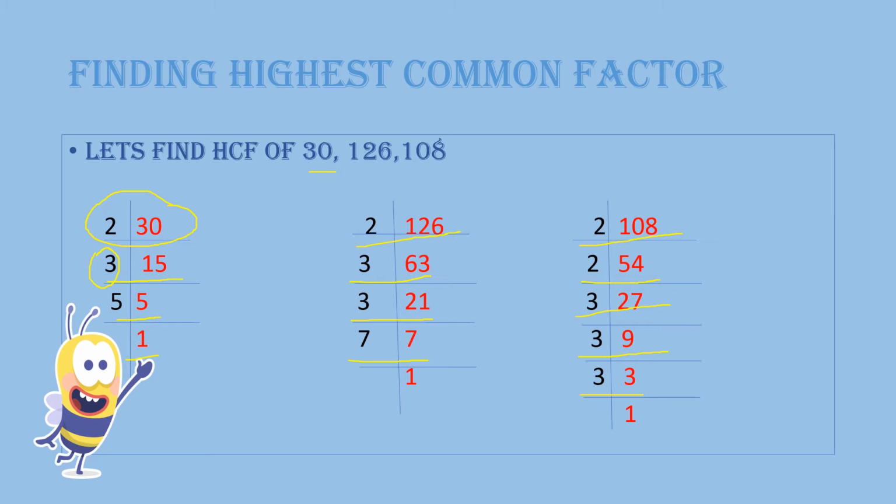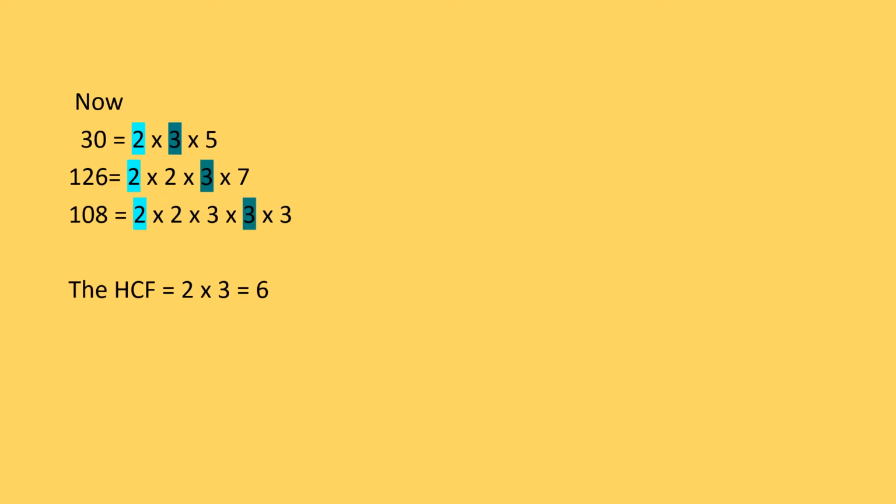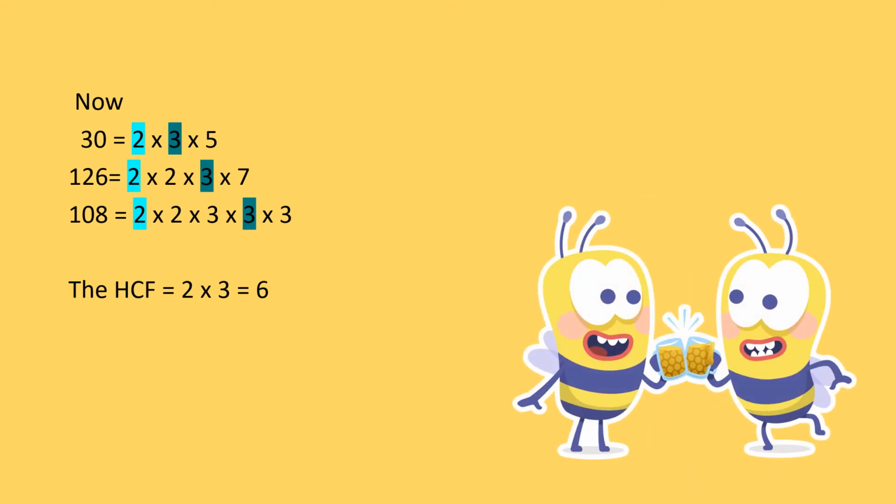So I divide 3 by 3 and get 1. Now we'll move forward to the next step, which is finding the highest common factor. So here guys, you can see that we are just going to find out the highest common factor of 30, 126 and 108. We have calculated the prime factors of each number.